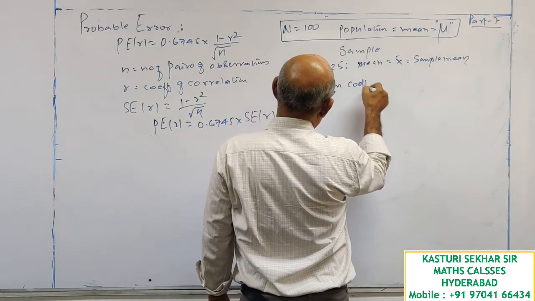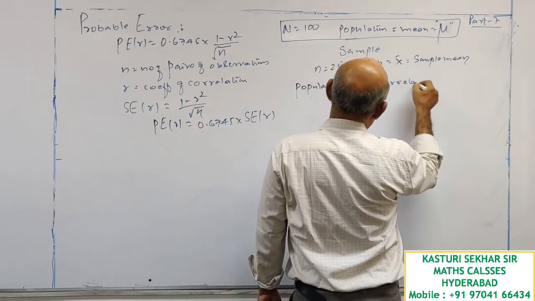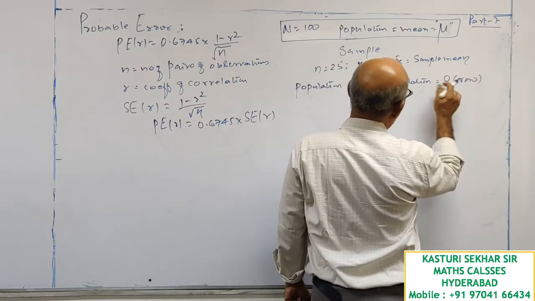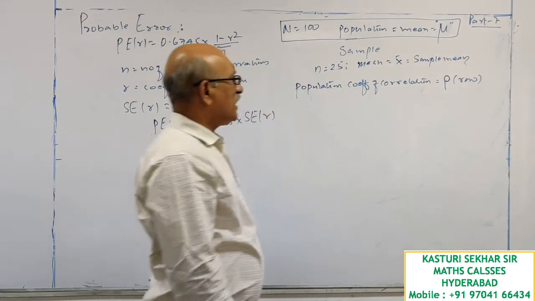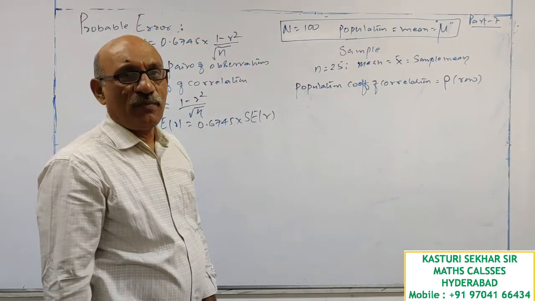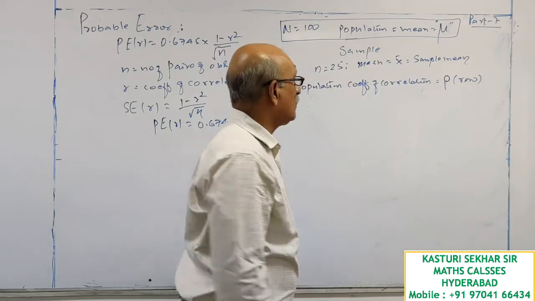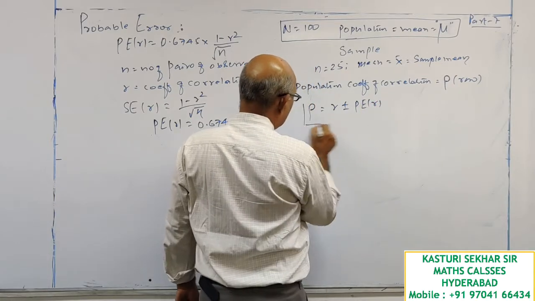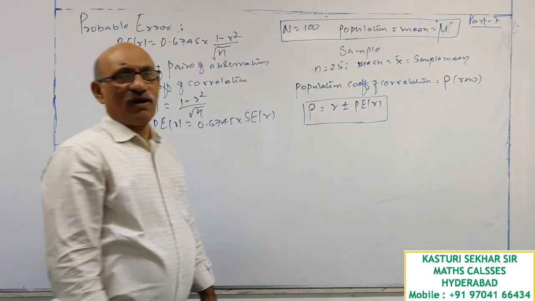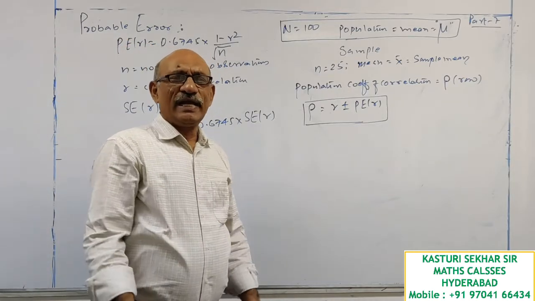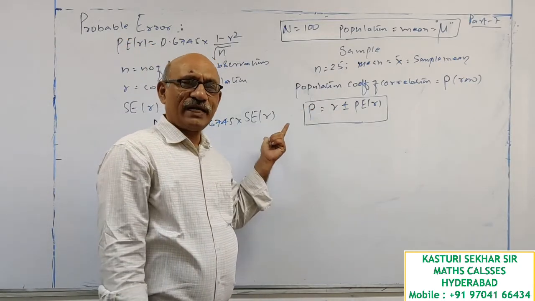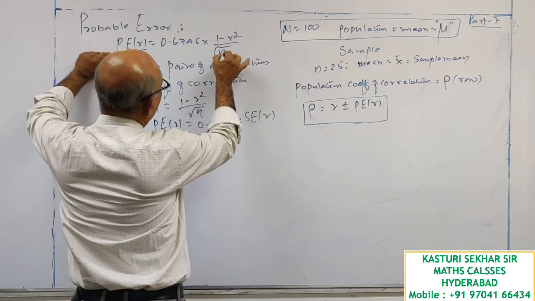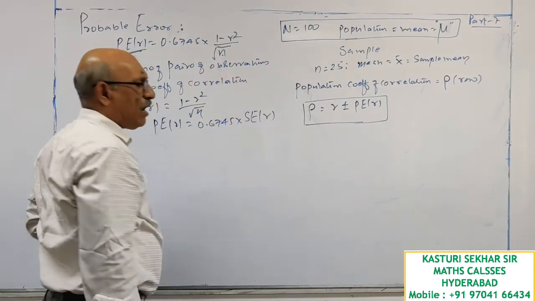Population coefficient of correlation is equal to rho. How to read this? Population correlation coefficient is denoted by rho, the Greek letter. Rho is equal to r plus or minus probable error of r. Now, theoretical questions aside, at most any practical question, either they will ask you to calculate probable error, or they will ask you to calculate n, or they will ask you to calculate r.